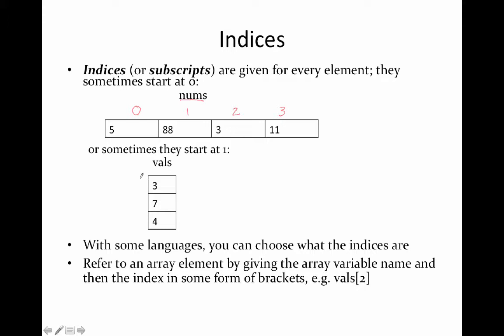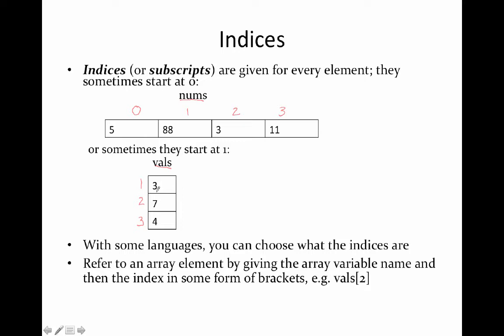Or they sometimes start at 1. So here's an array variable called vals, and if the indices start at 1, then it would be elements 1, 2, and 3. So again, the indices or the subscripts are numbers that are given to each element. Sometimes they start at 0, sometimes they start at 1. It doesn't matter whether you visualize as a row or a column. And with some languages, you can actually choose what you want the indices to be. But with most, it's prescribed, and again, they either start with 0 or 1.